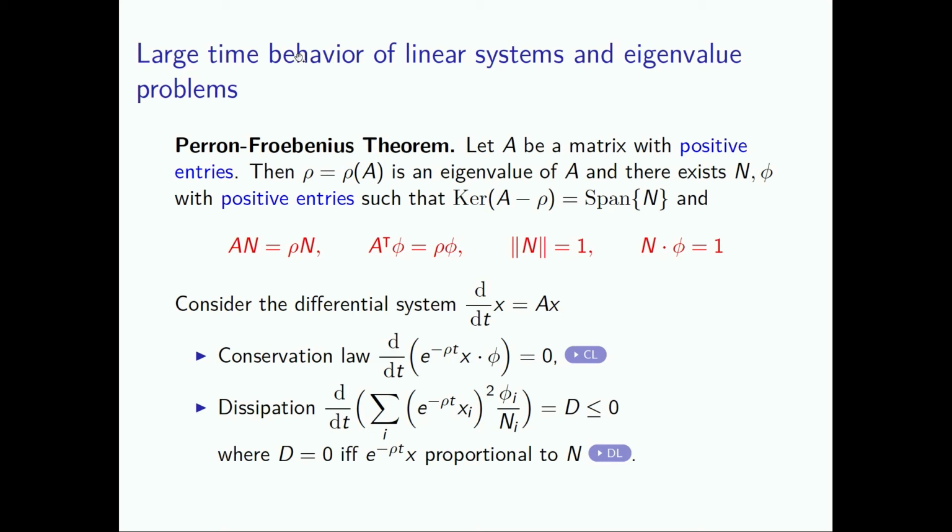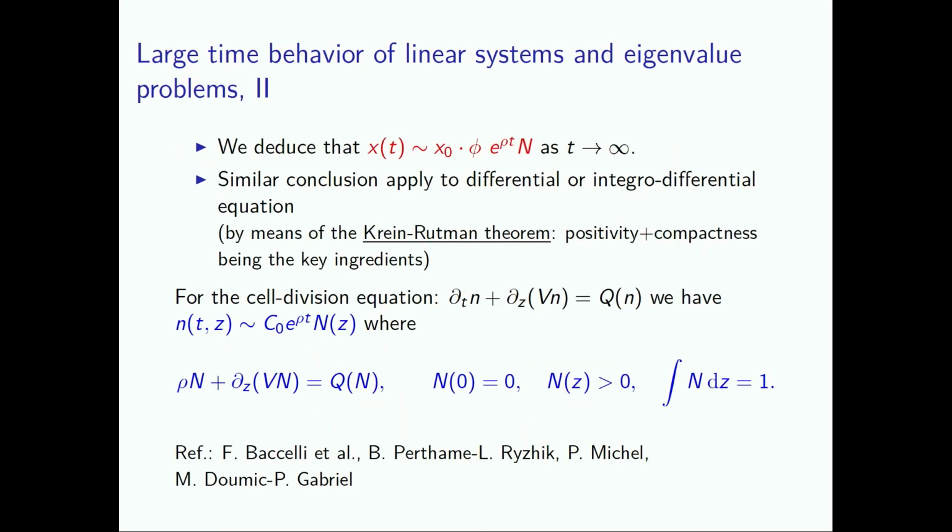So something is conserved, something is dissipated, and this allows you to identify the large time behavior of the population driven by the differential system. And as time becomes large, x of t behaves like exponential of rho t, so there is an exponential growth of the population. And you also have a profile, because the profile is proportional to the eigenvector n. Okay? So you perfectly know what the asymptotic behavior of the population is.